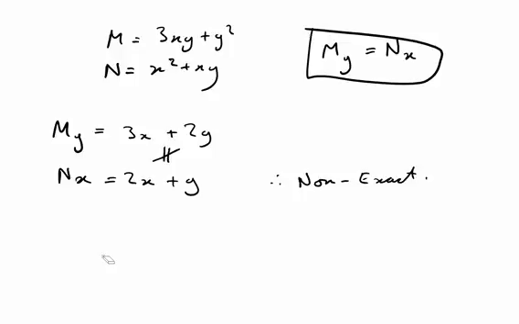Well, now what we've got to do is multiply through by some function that makes it exact. So what is that function? Well, let's call that function mu, okay? And basically the idea is that when we multiply through by mu, we make it exact.